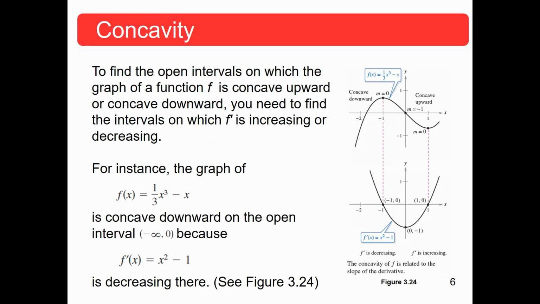Okay, so let's look at this: one third x cubed minus x. We know that it's concave down on the interval from negative infinity to 0, because we're talking about the x values. We know it's concave down here because if we take the derivative, x squared minus 1, on that interval, if we plug in a test point, we'll get that it's decreasing, right? It starts really high and then it's getting smaller and smaller.